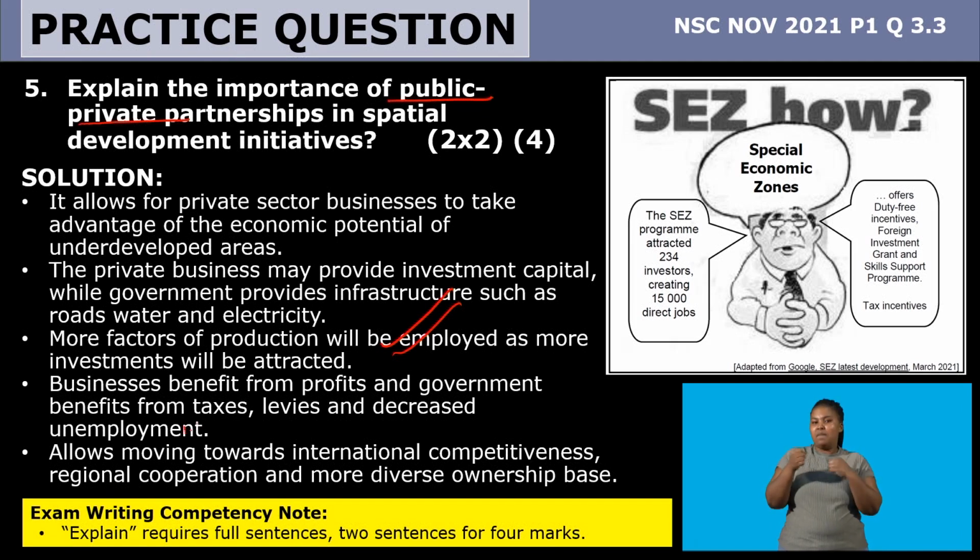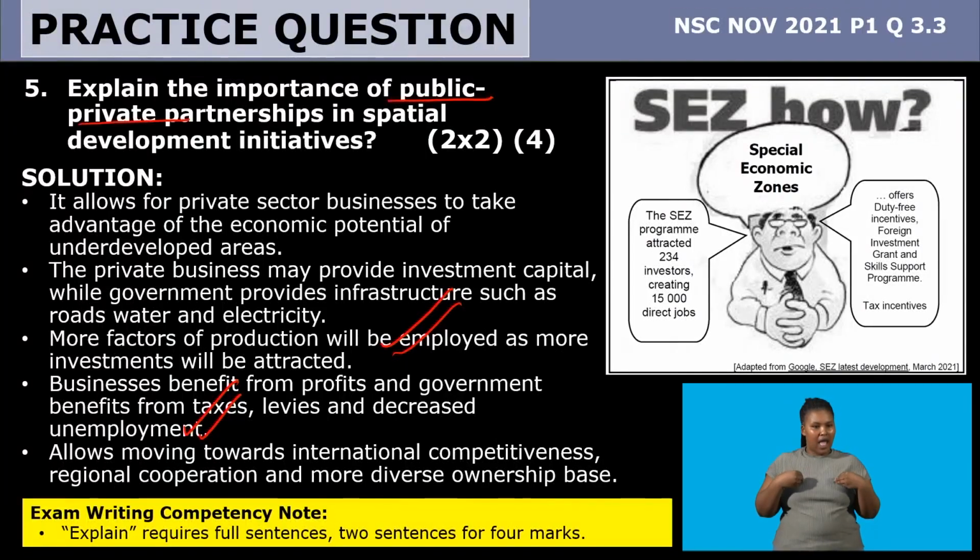So that's a benefit to the government because as more jobs are created with the help of the private sector, it's an advantage to the government because it is their responsibility. Remember, it's one of their macroeconomic objectives to achieve full employment. So this partnership enables the government to move towards that objective. And lastly, it allows moving towards international competitiveness, regional cooperation, and a more diverse ownership base.